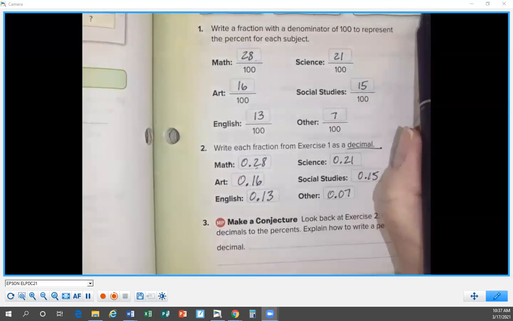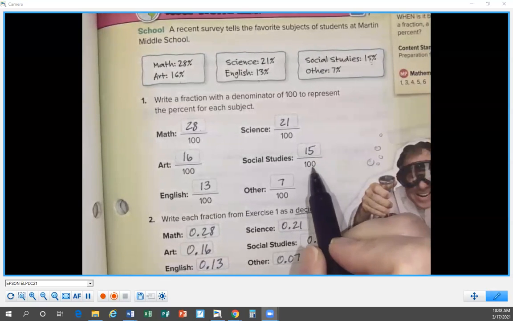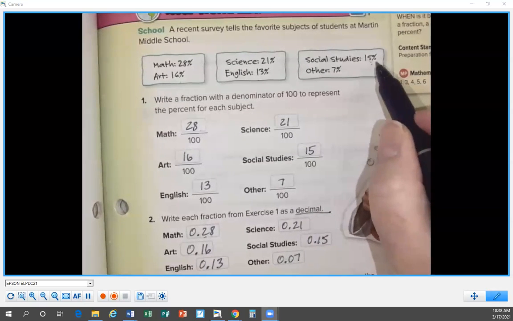So to write a percent as a decimal, if you compare these, let's look at 15%. Here's for social studies, 15%, social studies 0.15. So we take off the percent sign, which means per 100, which means divide by 100. Then we need to move our decimal 2 places to the left, which is the same thing as dividing by 100.